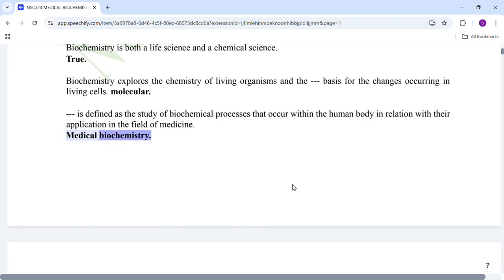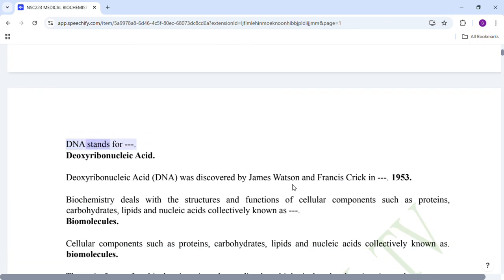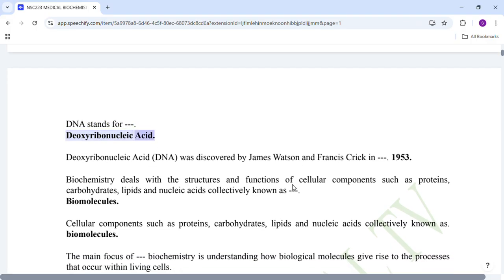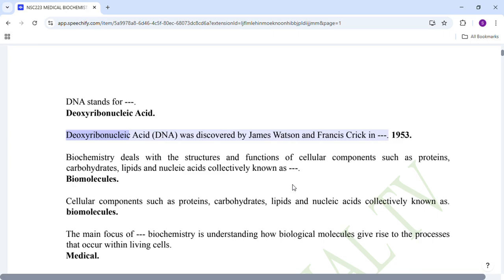DNA stands for deoxyribonucleic acid. Deoxyribonucleic acid, DNA, was discovered by James Watson and Francis Crick in 1953.